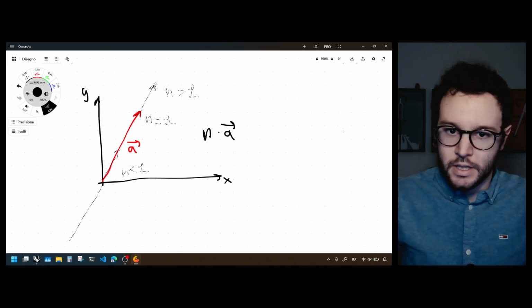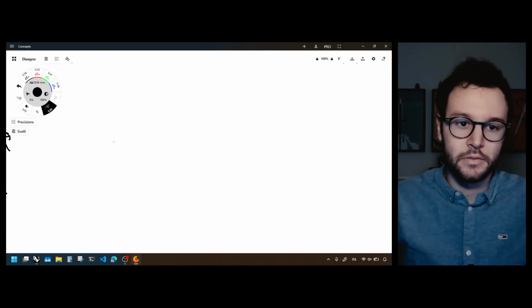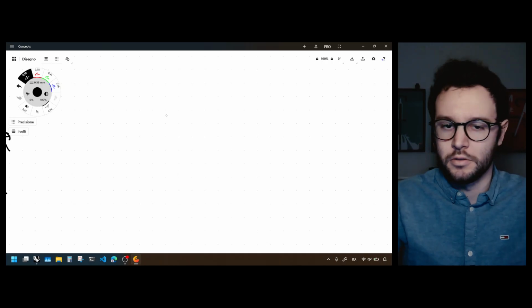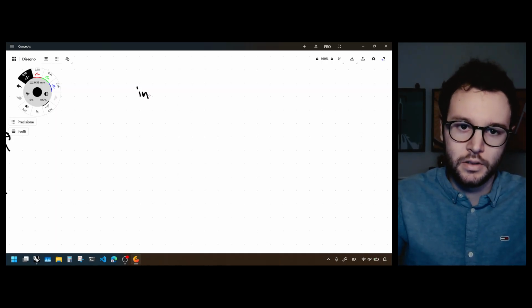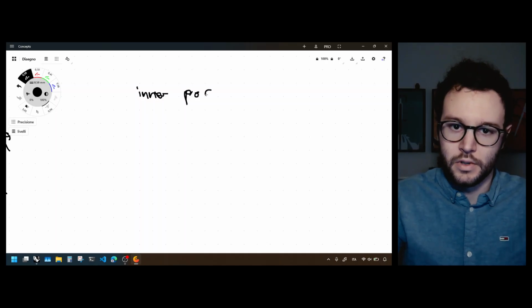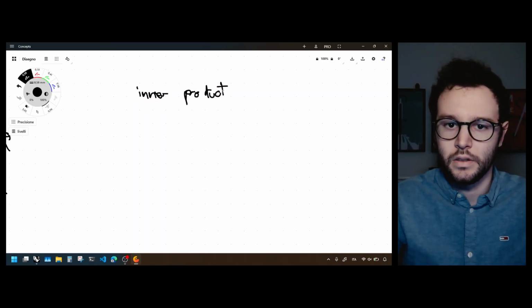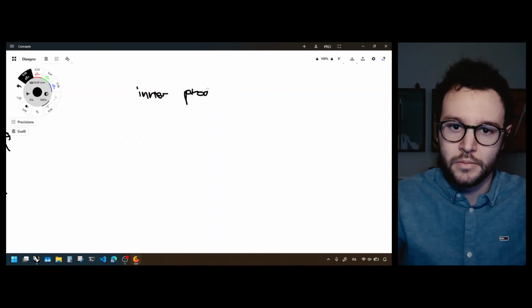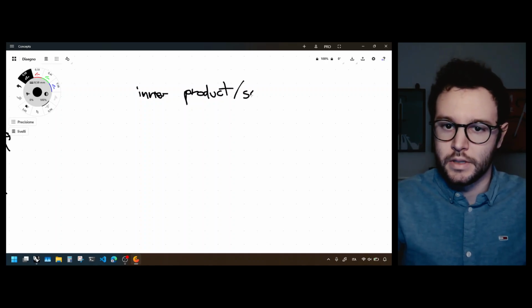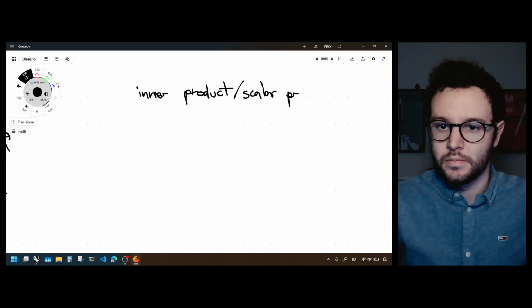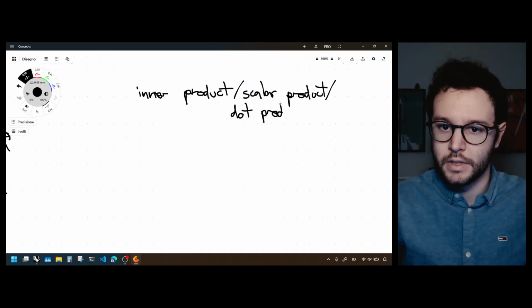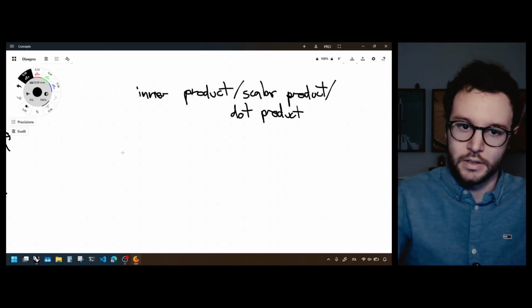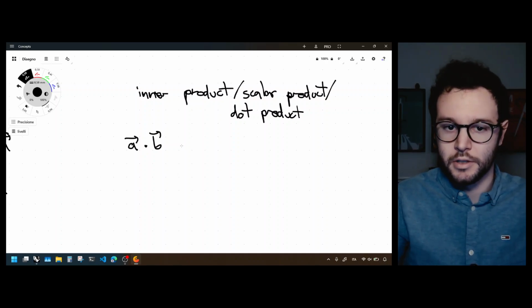Then we have the multiplication between two vectors. There are 3 types of multiplications we can do. We'll show 2 of them because the third one is not really necessary. They're the inner product, also called the scalar product, also called the dot product. So there are 3 different ways to say the same thing. You have A dot B, that's why it's called the dot product.